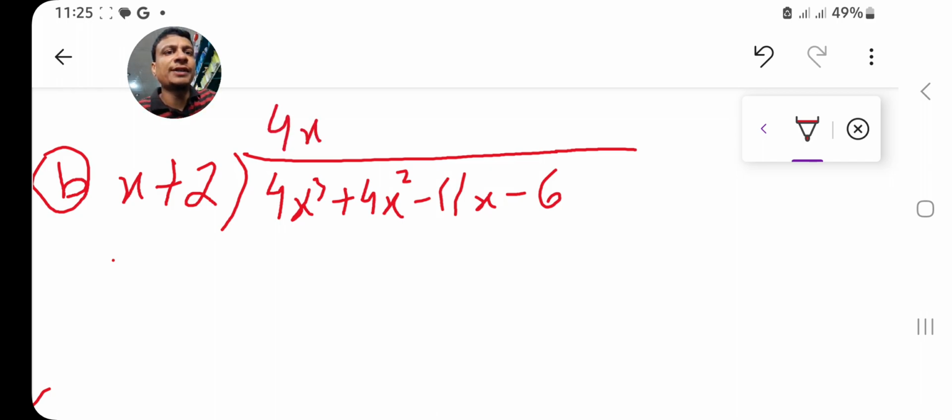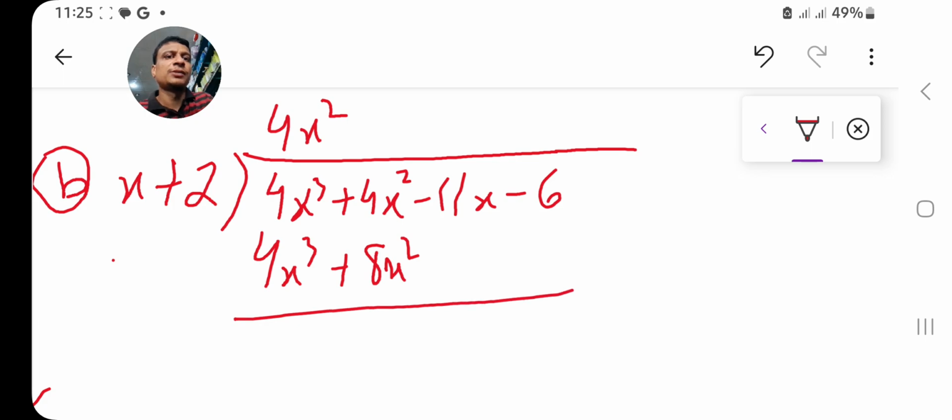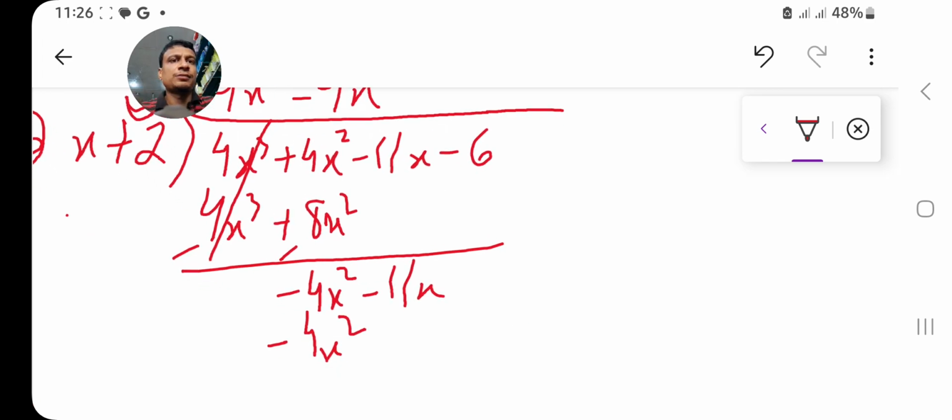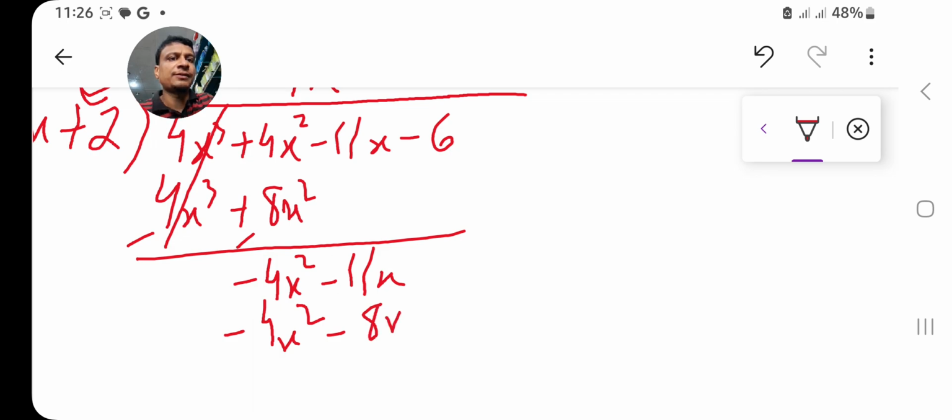So here the quotient will be 4x square, it becomes 4x cube plus 8x square. Plus becomes minus and minus becomes plus, signs are reversed for the subtraction. This first term is cancelled out because same magnitude with opposite sign, and this becomes plus 4x square minus 8x square, becomes minus 4x square minus 11x. Okay, so here you will get minus 4x. When minus 4x is multiplied with this whole x plus 2, you will get minus 4x square minus 8x.